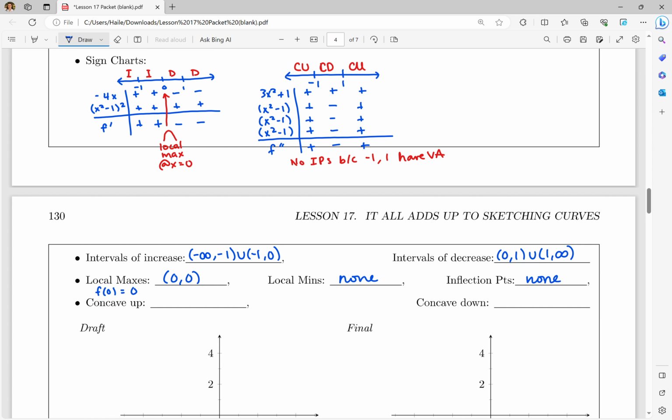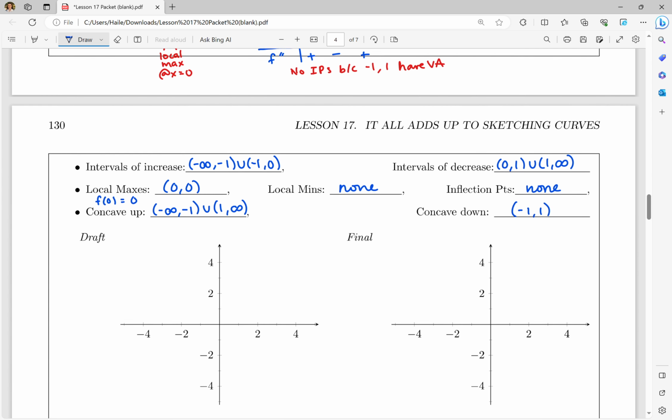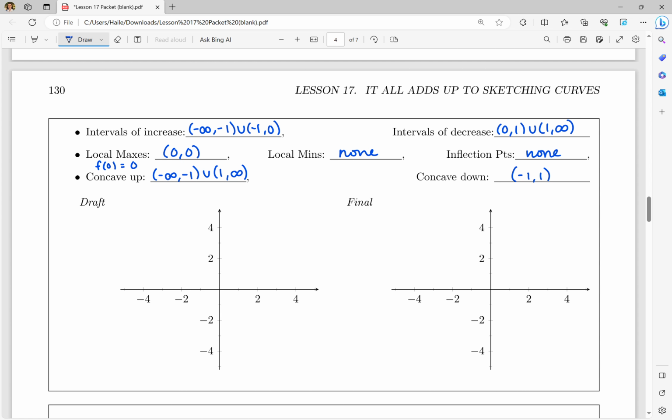Concave up from our sign chart, we have -infinity to -1, union 1 to infinity, and concave down, we have -1 to 1. So I'm sorry I'm rolling kind of fast, but you can always pause the video and think about what I'm saying. All right, so now let's sketch our graph. Like I said, I'm trying to get through this before my computer cuts out. So let's put in our asymptotes.